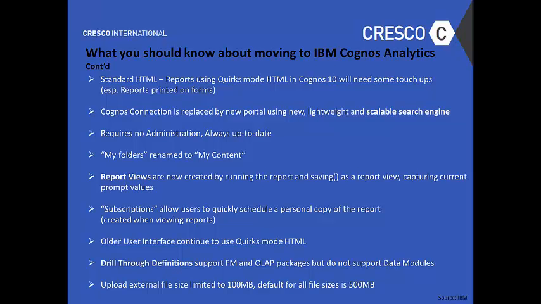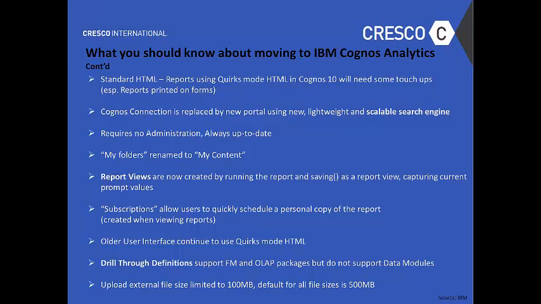With this version, it's a very lightweight version in a browser, so it's built for performance. It makes sure that your reports run much quicker, and so they're using standard HTML. If you have reports that are printed on forms, so what they call reports using quirk mode in HTML, they will require some touch-up. So just make sure if you have reports on forms, you pay extra attention to them when you're migrating from Cognos 10 to 11.